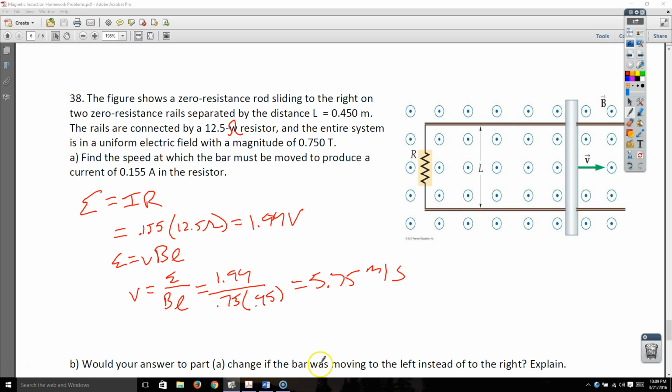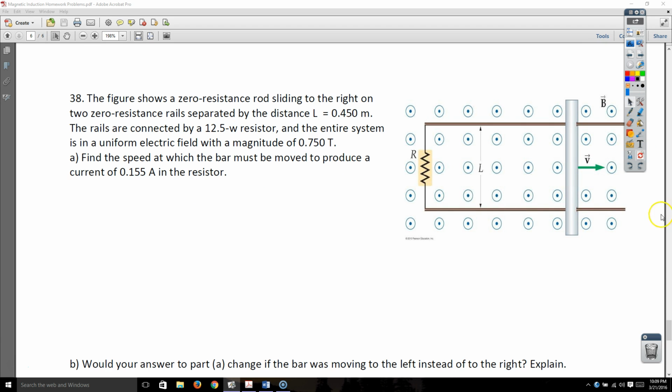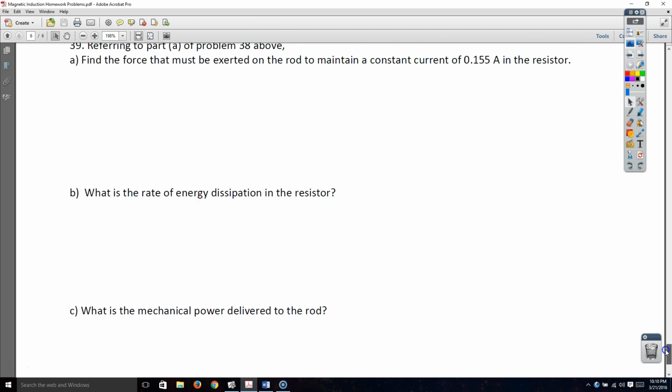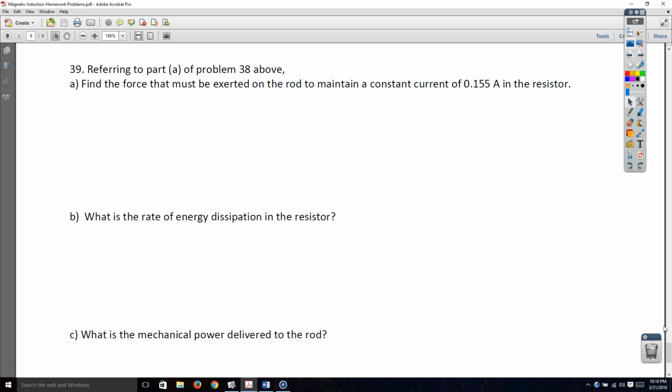Would our answer to part A change if the bar was moving to the left instead of the right? No. The answer would not change because the equation for V is basically just independent of the motion of the bar itself. And that is number 38. Let's go ahead and take a look at the very last one, which is number 39. So we're referring to this same picture that we had above.